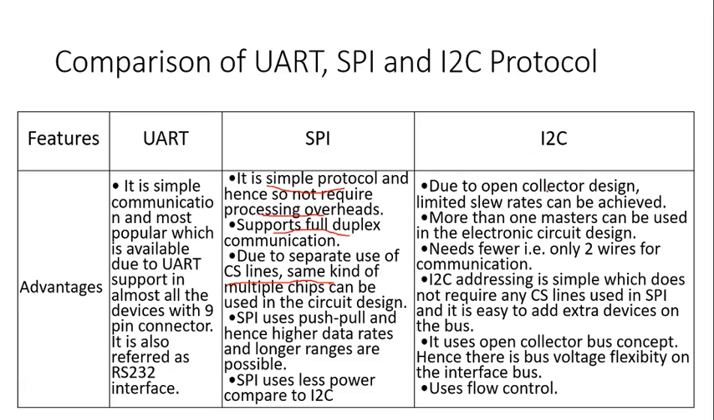And the next one is I2C. The advantage of I2C is, due to open collector design, limited slew rates can be achieved. More than one master can be used in the electronic circuit design. It needs fewer wires, that is only 2 wires are required for communication. I2C addressing is simple, which does not require any chip select lines used in SPI, and it is easy to add extra devices in the bus. It uses the open collector bus concept, hence there is bus voltage flexibility on the interface bus, and it uses flow control.